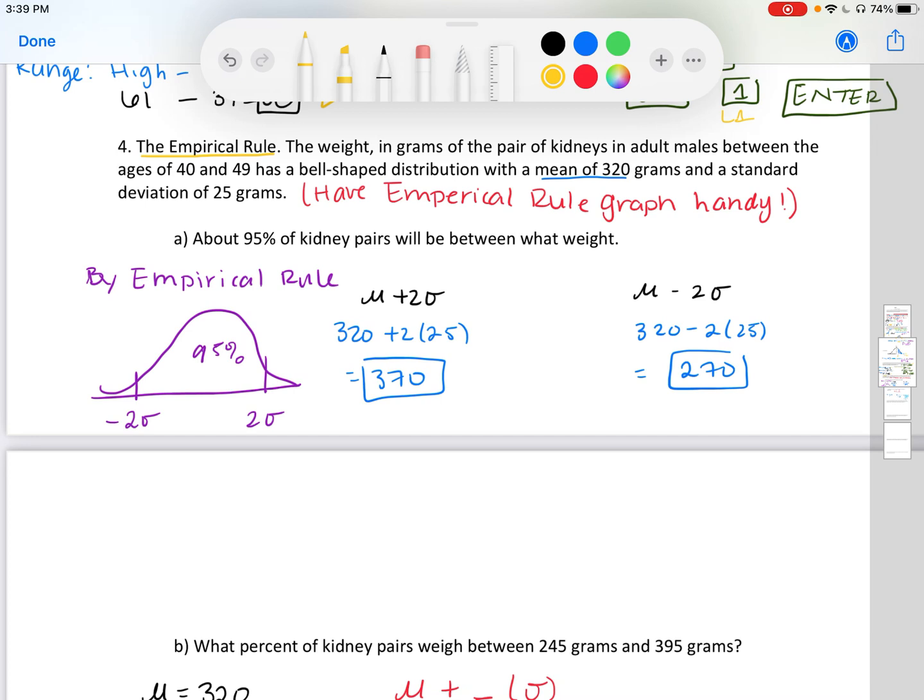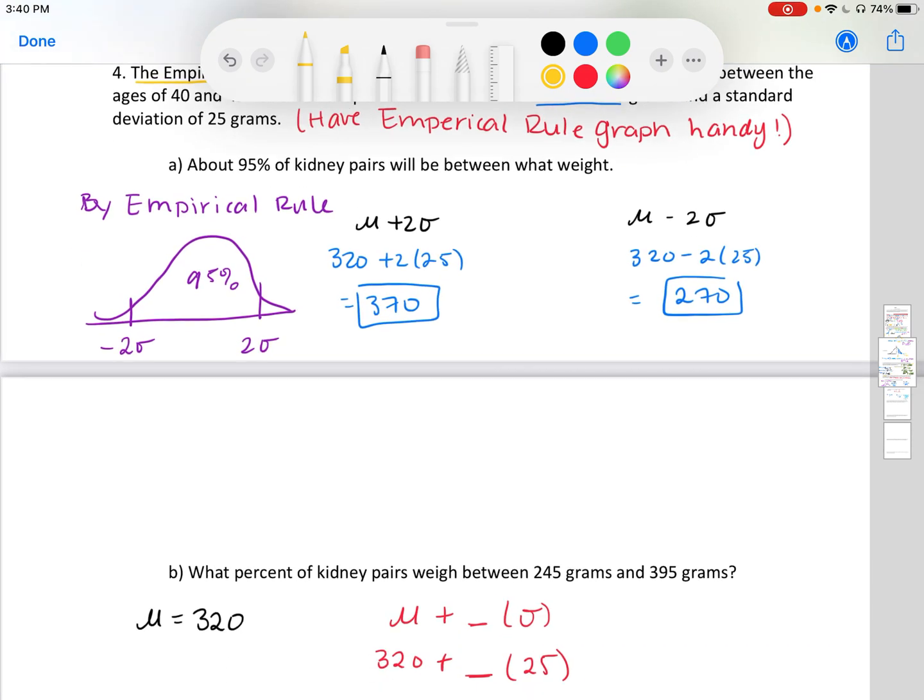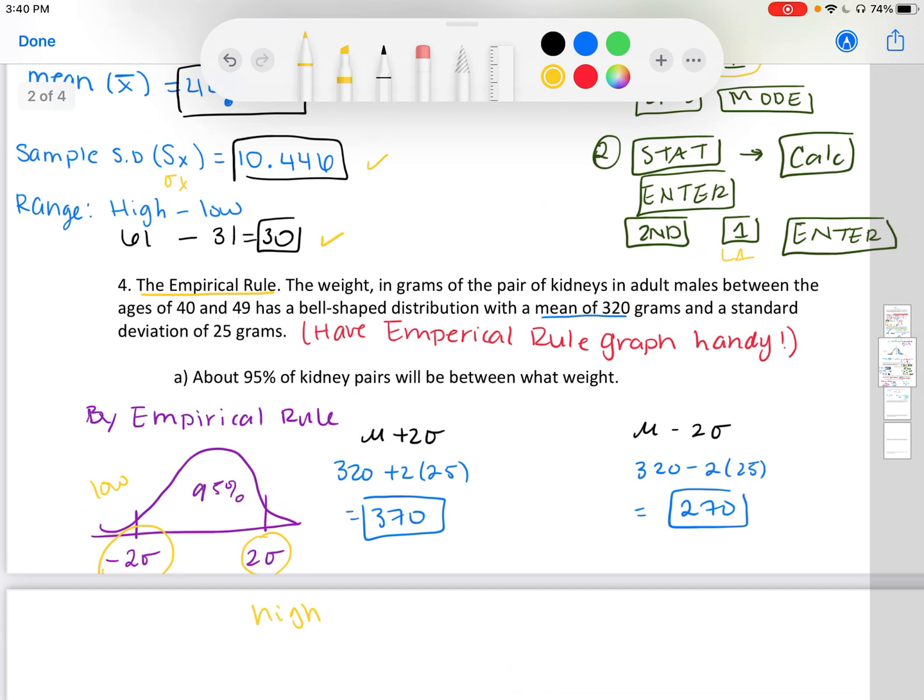The weight in grams of a pair of kidneys in adult males between the ages of 40 to 49 has a bell-shaped distribution with a mean of 320 grams and a standard deviation of 25 grams. About 95% of kidneys will be between what weight? So according to the empirical rule, 95% is 2 standard deviations. So our low point will come from subtracting 2 standard deviations worth of units, and our high will be from adding 2 standard deviations. All right, so from our question, we have that our mean is 320.